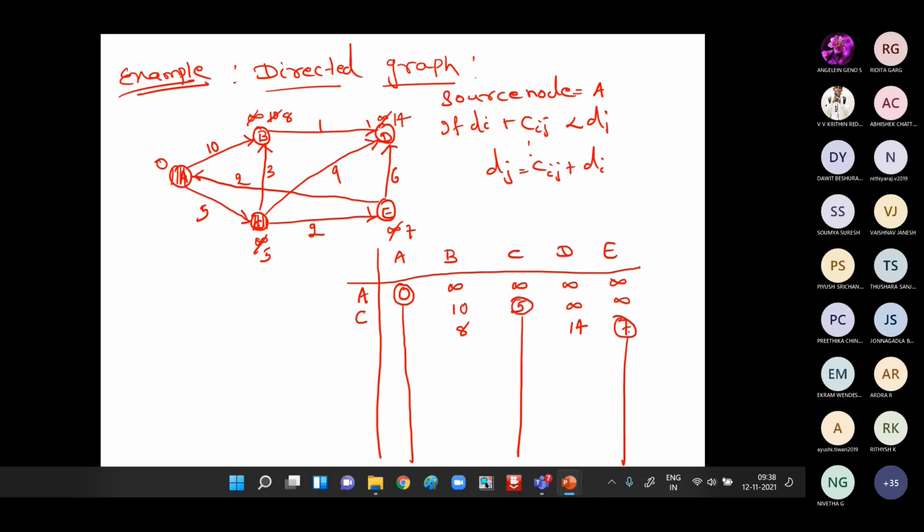So now the minimum one is E, with 7. So E is the visited node. The minimum node is the visited node, so now we will take this as E. Okay, with respect to E, what nodes are connected? E to D, E to A. E to A and E to D.